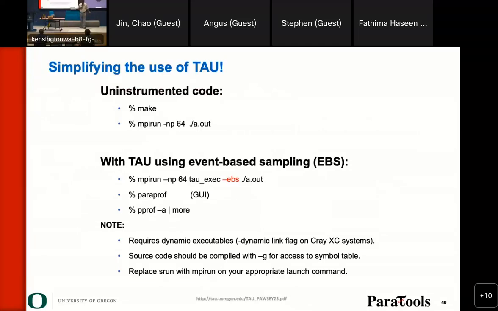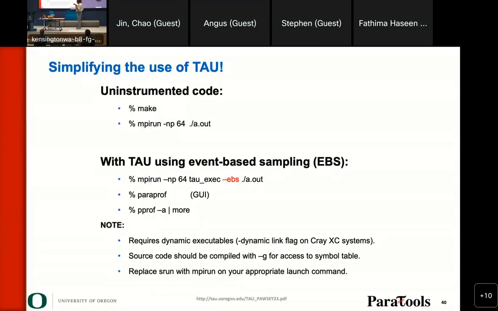And how does this work? You build your application, you launch it using srun, mpirun, or mpiexec, and you specify the number of ranks it should run on, like this, mpirun. And then with TAU, you can just say tau_exec -ebs a.out. And then launch ParaProf, or you can launch pprof, and see the execution of the code. Now this sounds very easy, it sounds too good to be true, right? That you can just take a binary, launch it with tau_exec -ebs and it shows you what that code is doing.